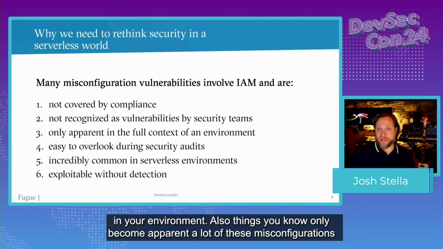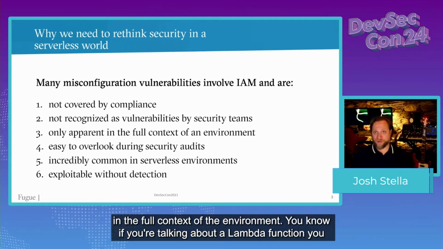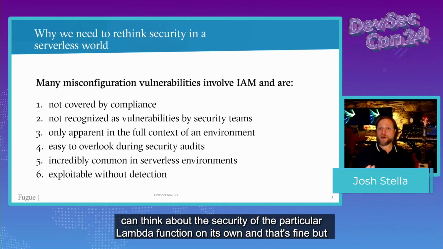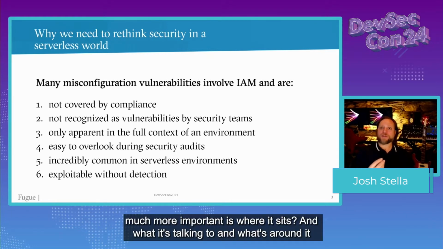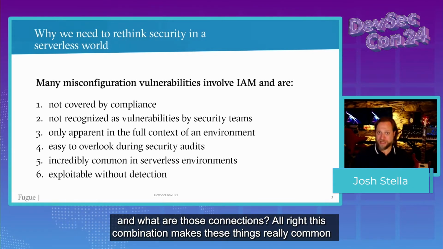Also, a lot of these misconfigurations only become apparent in the full context of the environment. If you're talking about a Lambda function, you can think about the security of the particular Lambda function on its own, and that's fine. But much more important is where it sits and what it's talking to and what's around it and what are those connections.